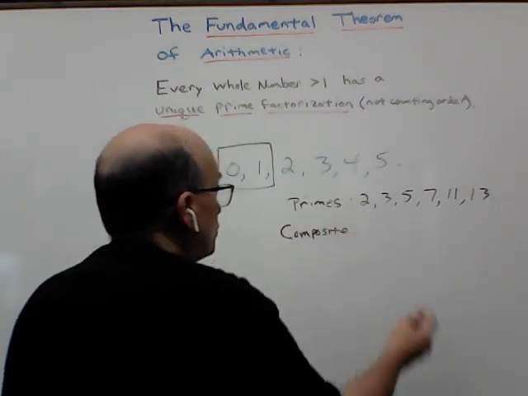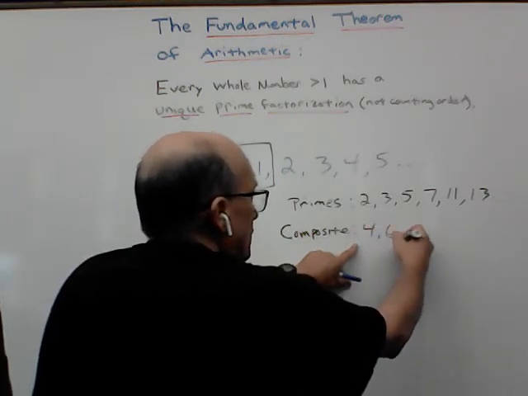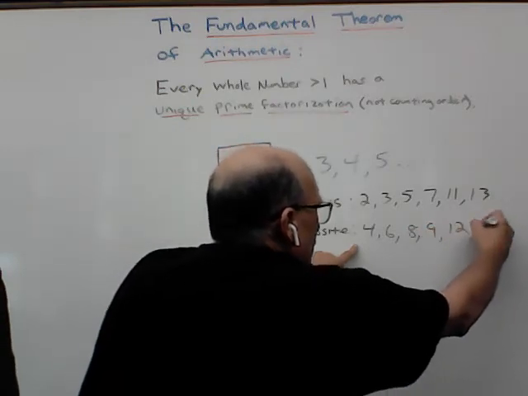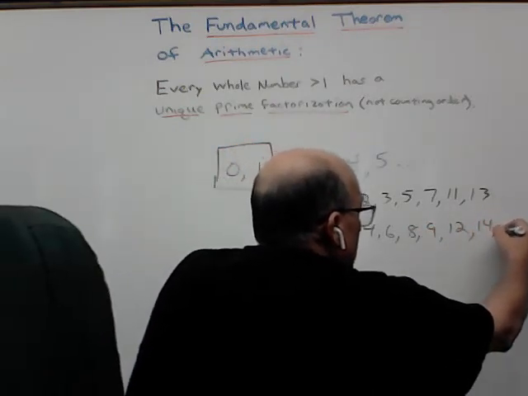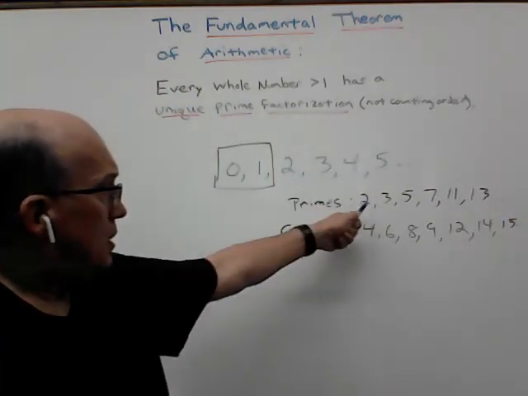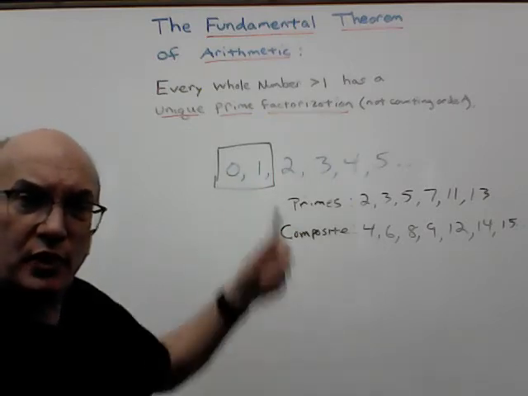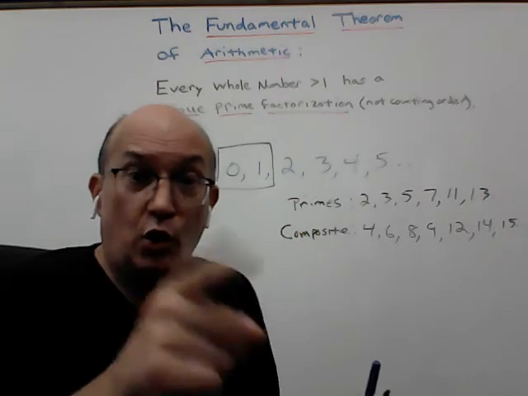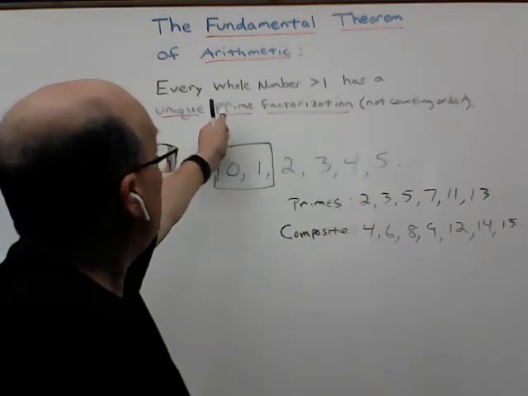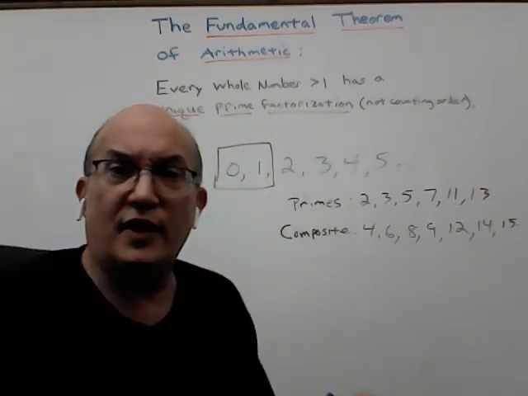The composite numbers would be 4, 6, 8, 9, 12, 14, 15 is composite, right? So we say that 0 and 1 are special in a group of their own. And remember, the definition of prime said a whole number greater than 1. And in the fundamental theorem of arithmetic, we say every whole number greater than 1 has a unique prime factorization.